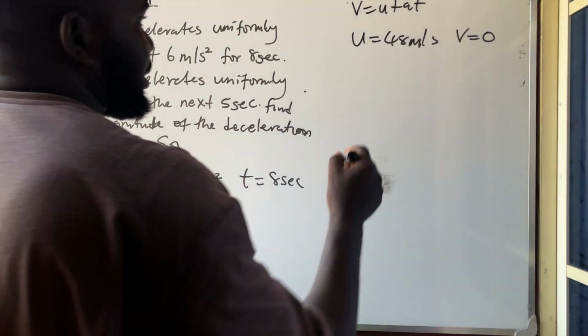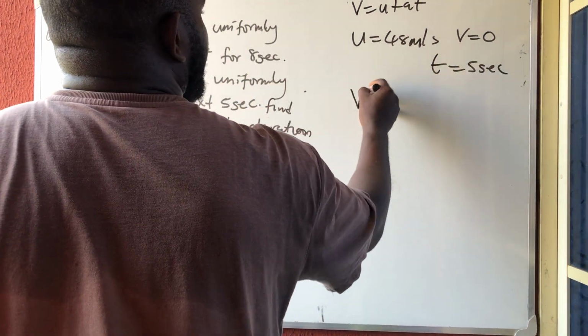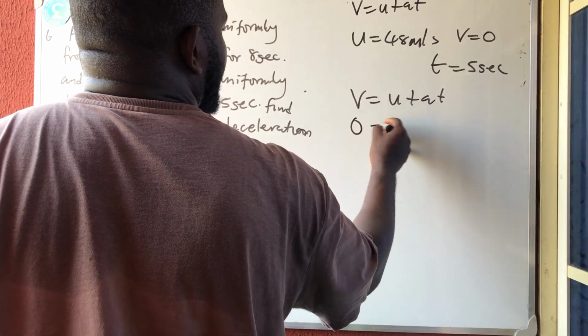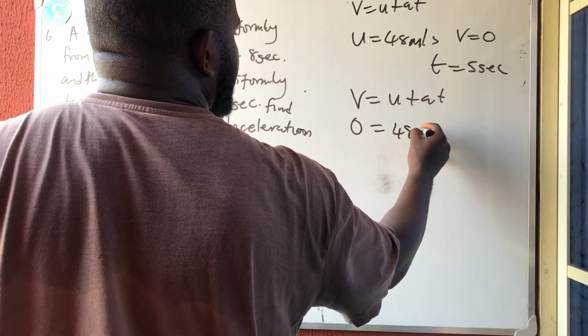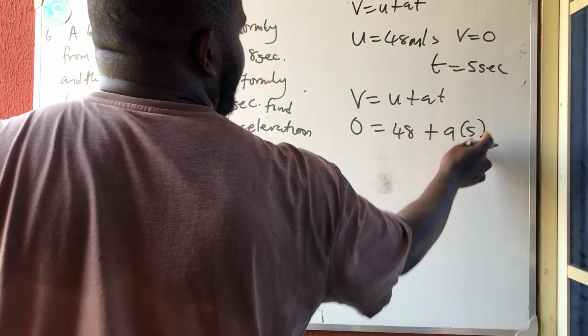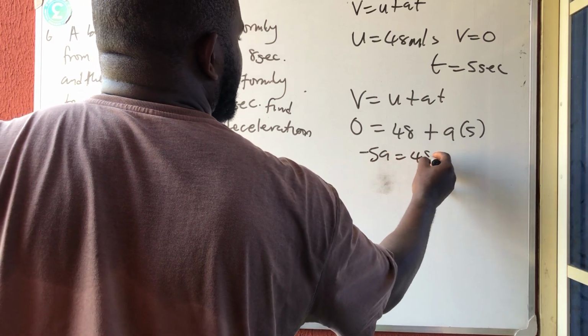Okay, and the time taken for this to happen is 5 seconds. So I'm having v = u + at. So I'm having 0 = 48 + a(5). So I'm having this come here: minus 5a is equal to 48.